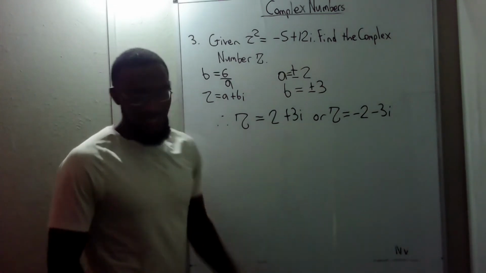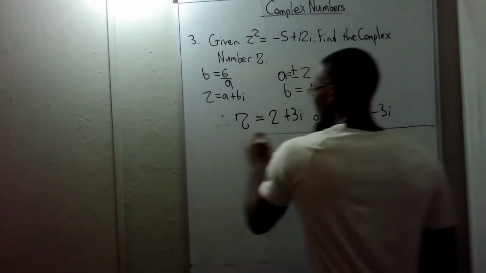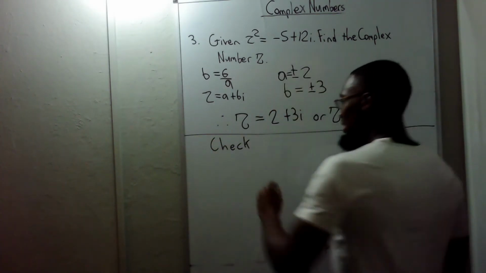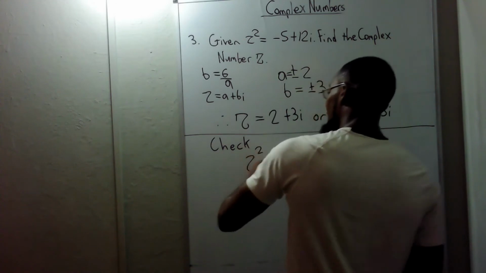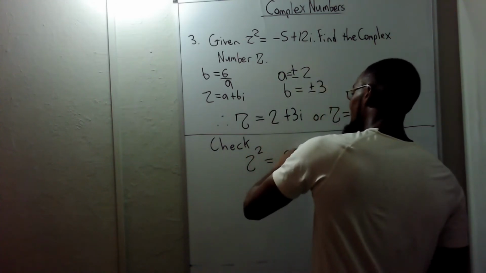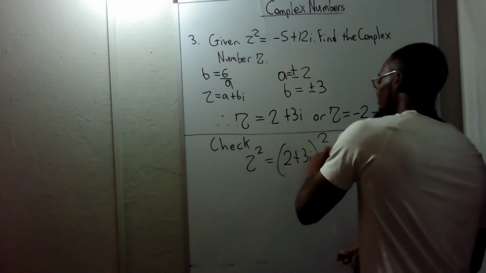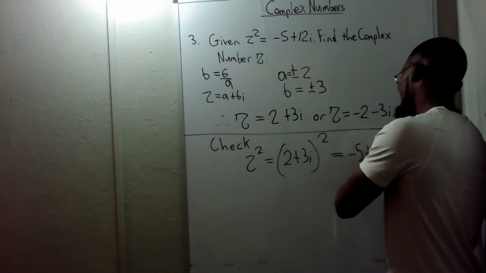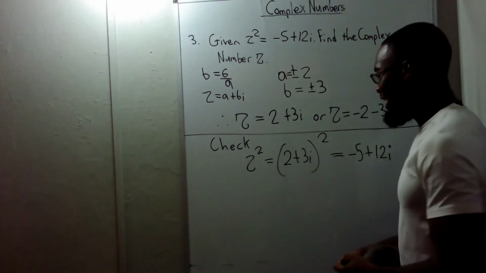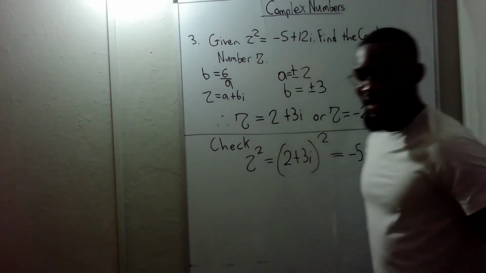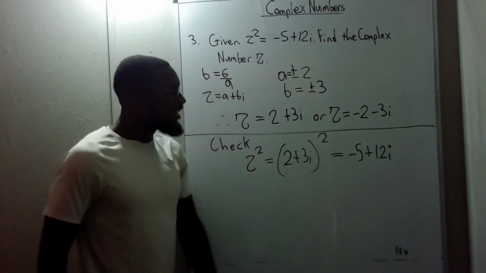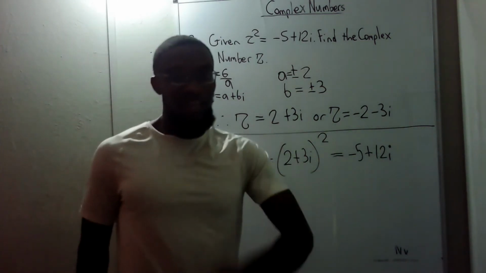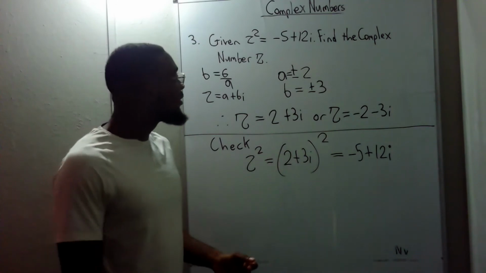Nice. So you can test it out. What I'd like you to do is do your check. How do you check? Check by seeing if z squared, when you expand 2 plus 3i squared, gives you negative 5 plus 12i. Do your check. And that's how we do this exam style question. It's very easy, finding the square root of a complex number.